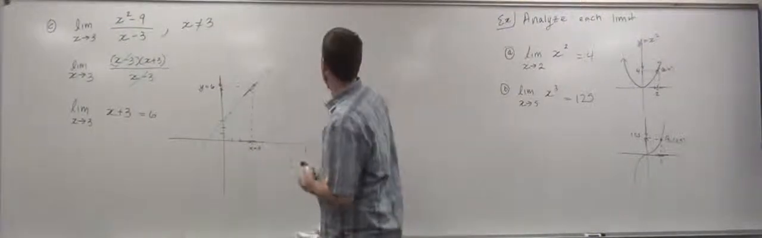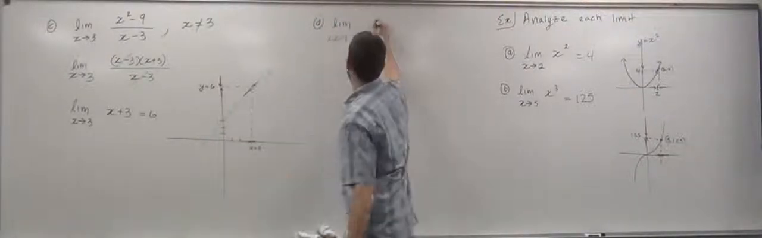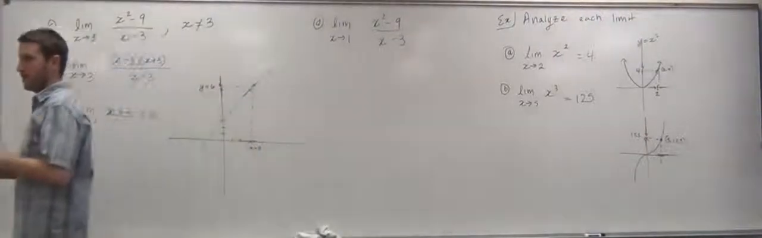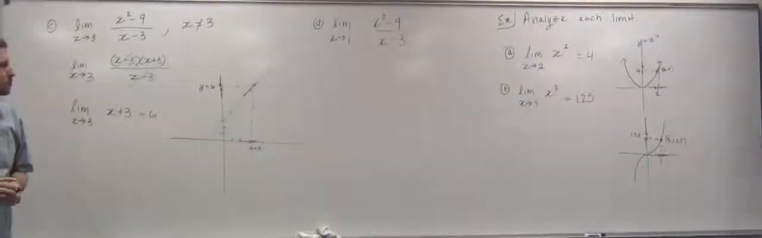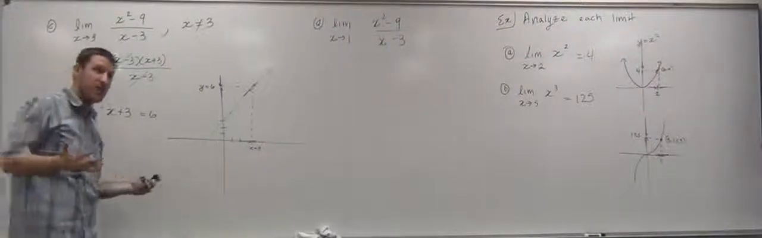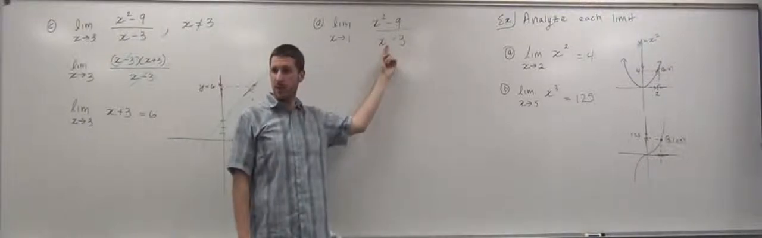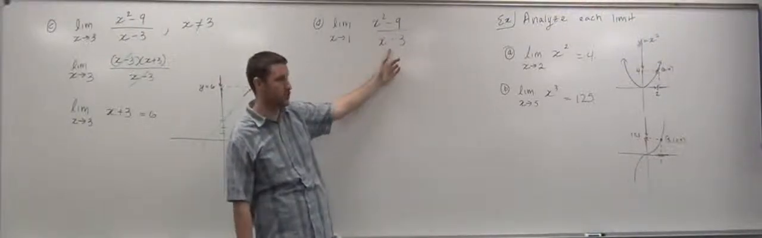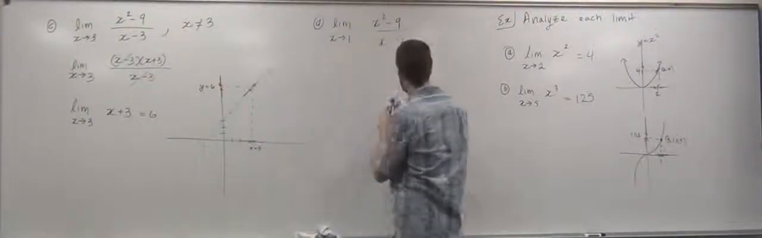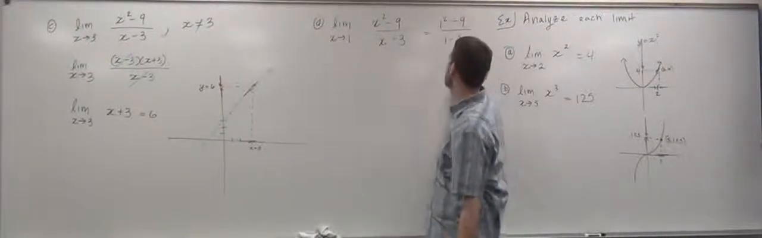What if I asked you the limit as x goes to 1 of x squared minus 9 over x minus 3? Do you have to simplify it here? Actually, no, you don't, because 1 is not a problem. This function is perfectly well defined at 1. It has a hole at x equals 3, but at 1 there's no problem. I can just plug in 1 here and get negative 8 over negative 2.